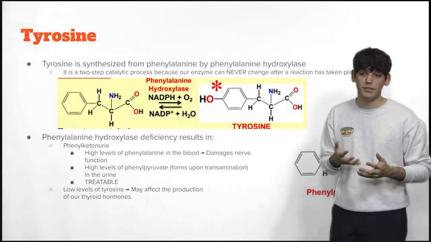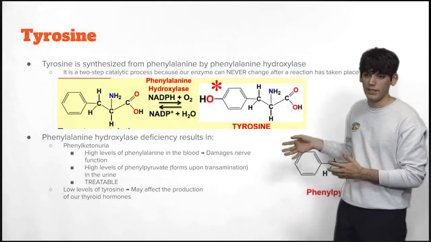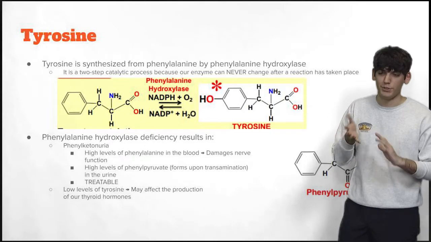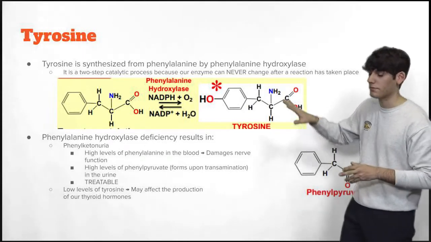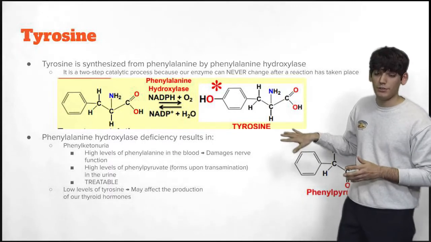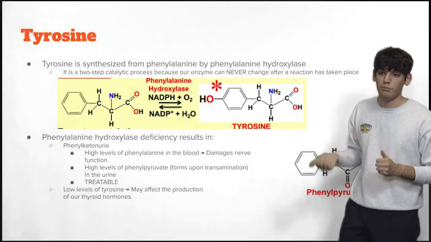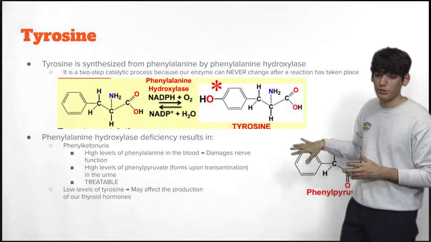So now we have tyrosine. Tyrosine is synthesized from phenylalanine by phenylalanine hydroxylase. This is a two-step catalytic process, but you don't really need to be aware of the specifics of it. Just be aware that we're making tyrosine from phenylalanine. Phenylalanine hydroxylase deficiency results in phenylketonuria, right, which is the buildup of phenylalanine in the blood and in urine. This is a treatable disorder.